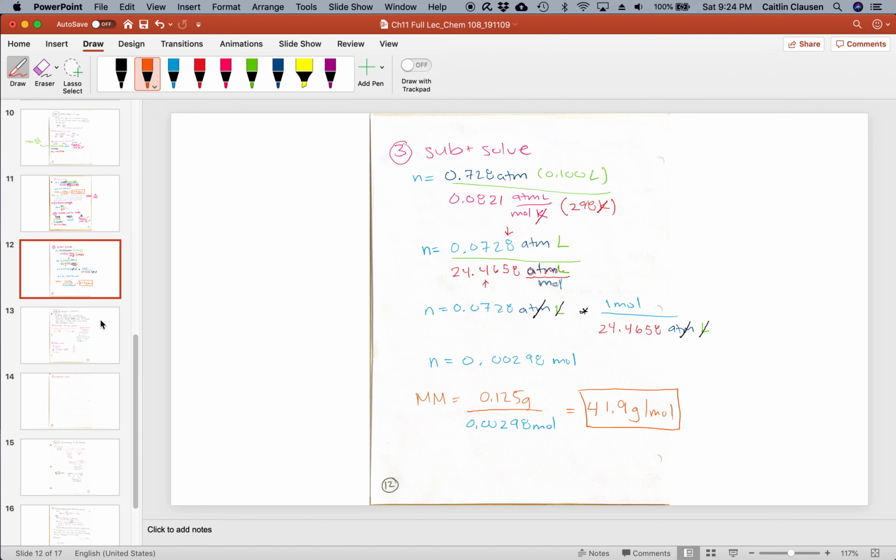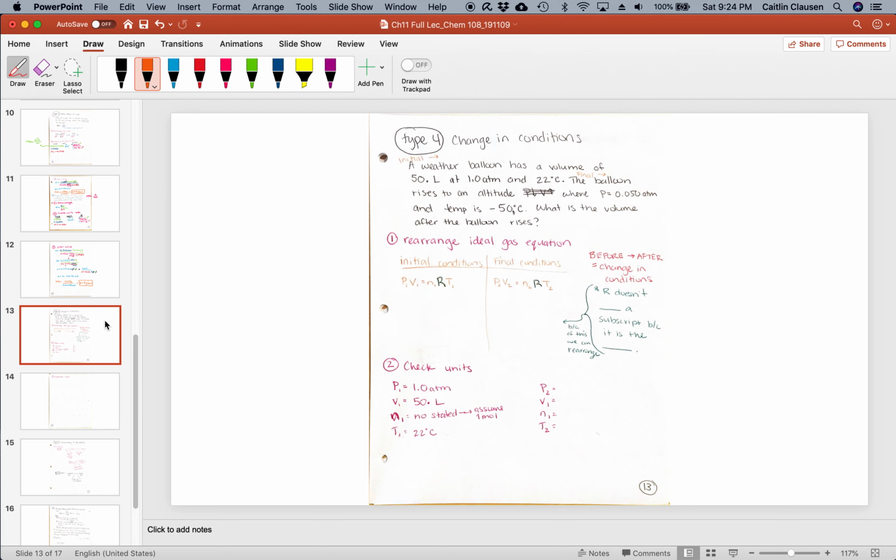All right, 3 down, 2 to go. Type 4, change in conditions. So this is the one where there's quite a bit of information to keep track of. We'll get to that in a second. First, let's just read through this problem.